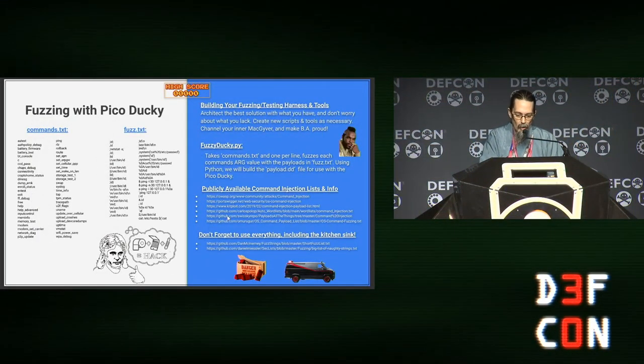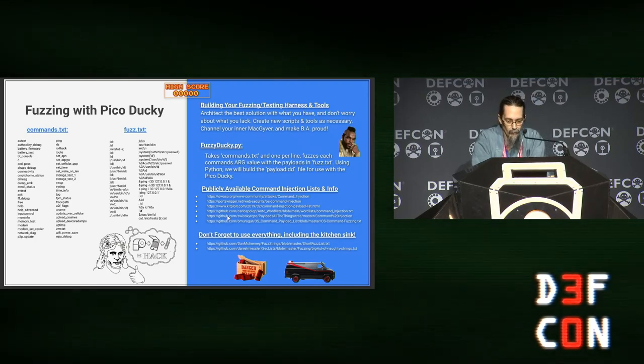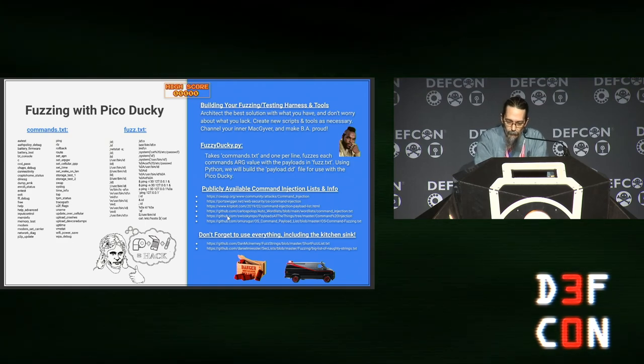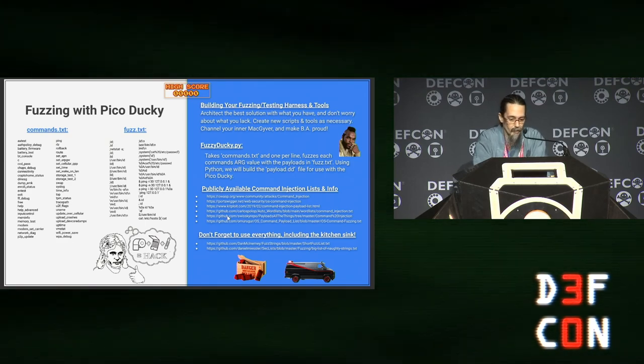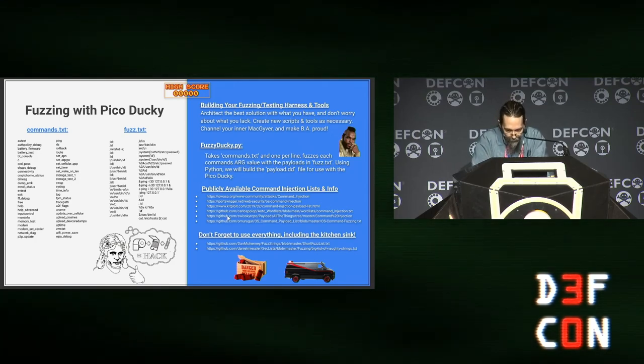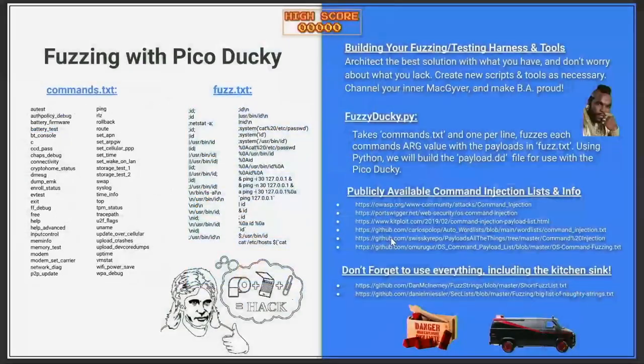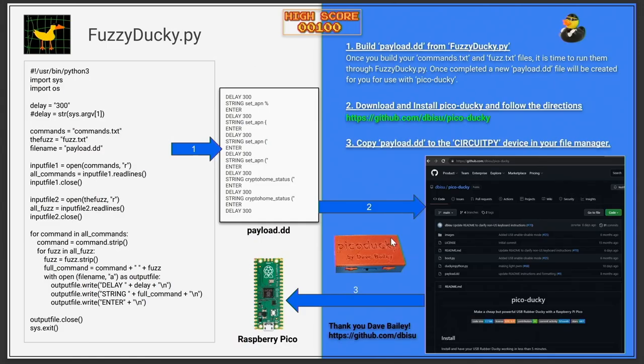So I just created a small Python script. I called it fuzzy ducky. It takes the commands, one command per line, and the fuzz payload, one per line, and it will mush them together for you, basically. Tons of payload lists out there, fuzz lists. I got to give a shout out to Dan McInerney for his little short fuzz list. Very interesting and unique. And then, of course, we also have things like SecLists and BigList and naughty strings and anything else you can throw at it.